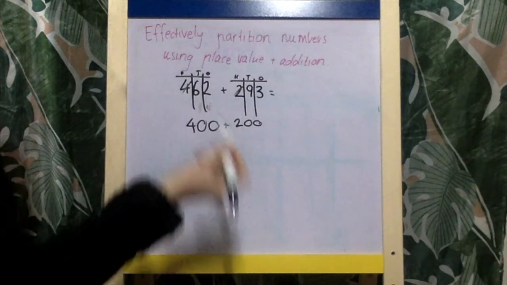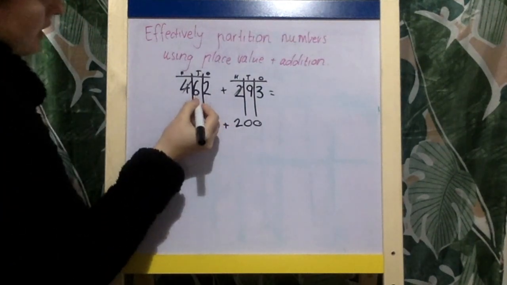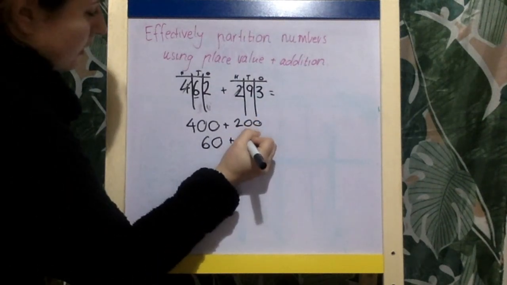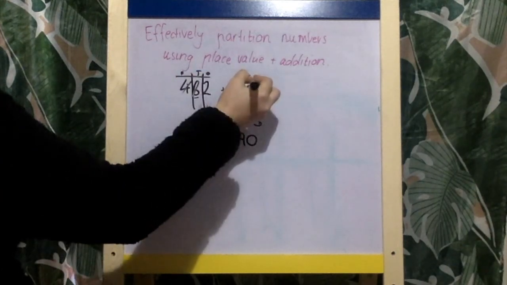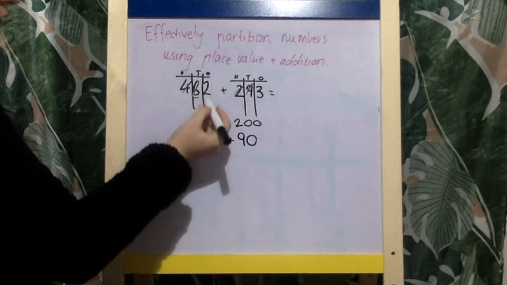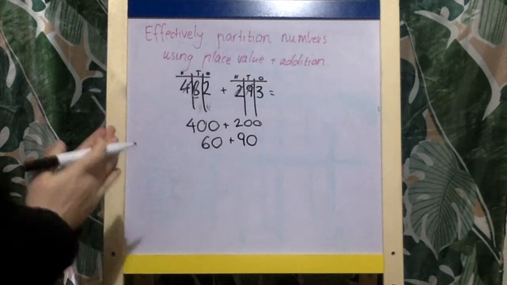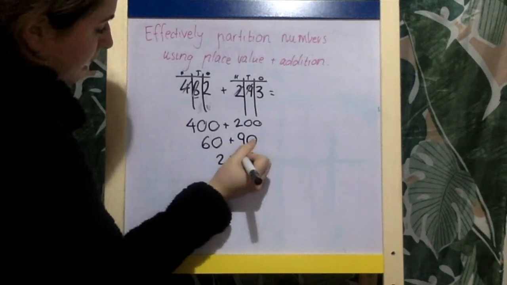So now we're up to the tens column. We've got 60 here plus 90. Okay, now we've done that one. Now we're up to the ones column. This one doesn't need any zeros because it's 1 digit. It's a ones column. So we've got 2 plus 3.